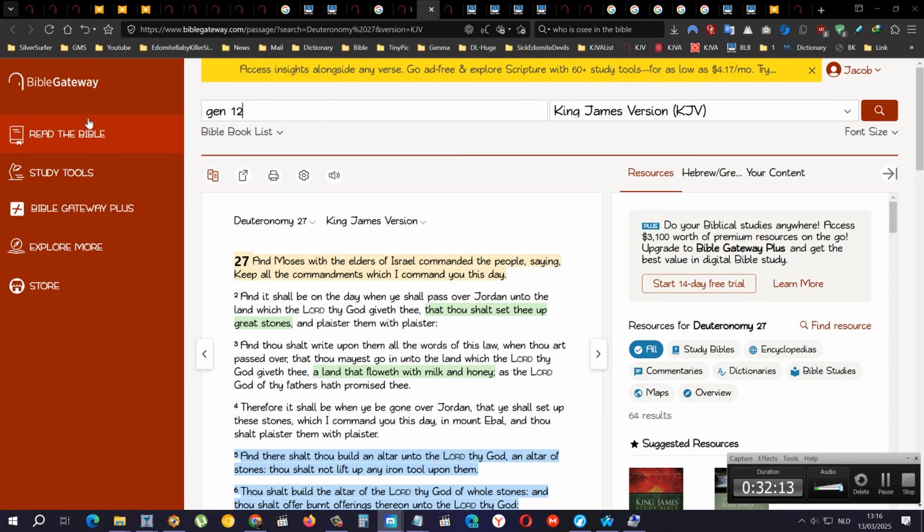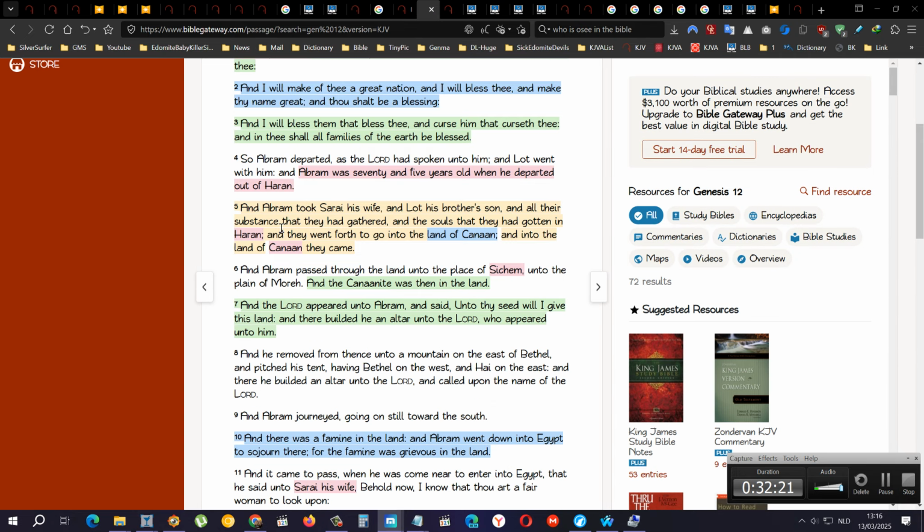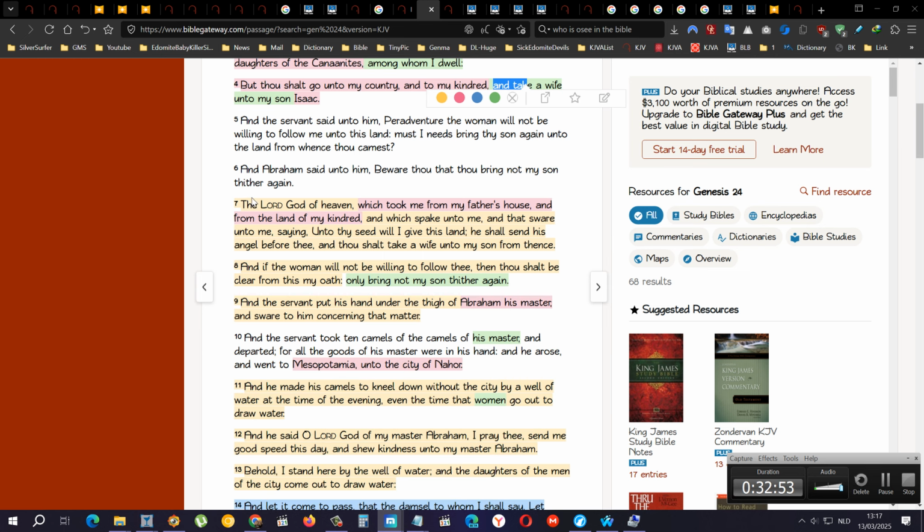You can catch that in Genesis 24 also. He went into the land of Canaan and to Haran and stuff like that. But actually, this one is what I want. Genesis 24:3: And I will make thee swear by Yahuah, the power of heaven and the power of the earth, that thou shalt not take a wife unto my son of the daughters of the Canaanites, among whom I dwell. Abraham said that. But thou shalt go unto my country and to my kindred, and take a wife unto my son Isaac. And what wife was that? Verse 7: And Yahuah, the power of heaven, which took me out of my father's house and from the land of my kindred, and that was Ur of the Chaldees, and then he went to Haran.